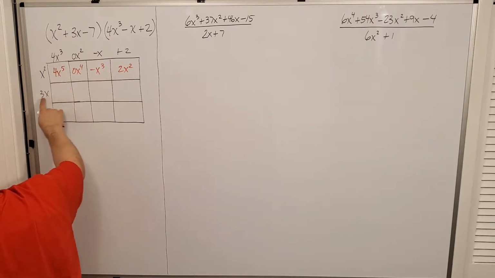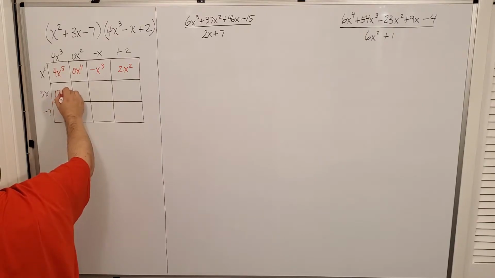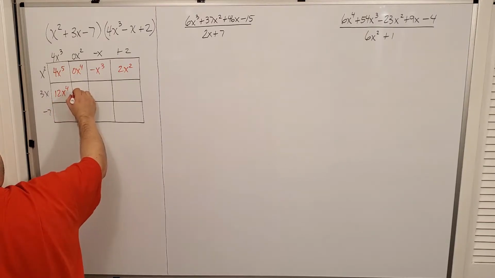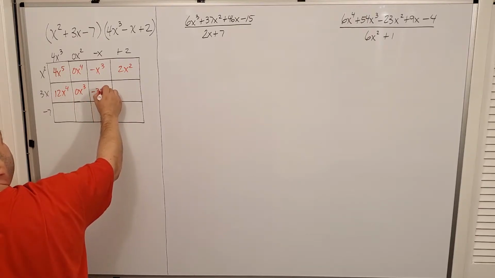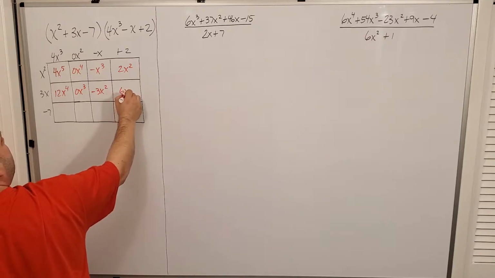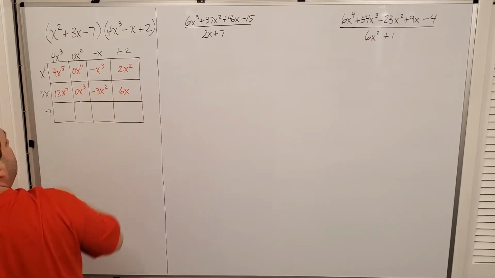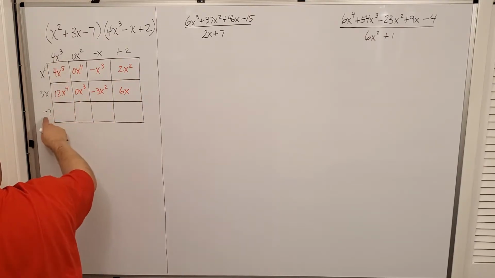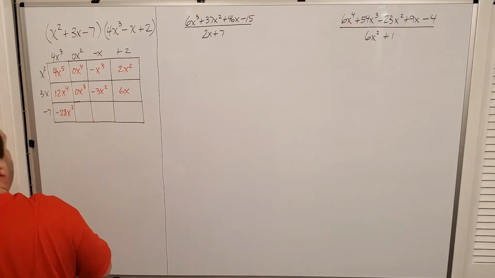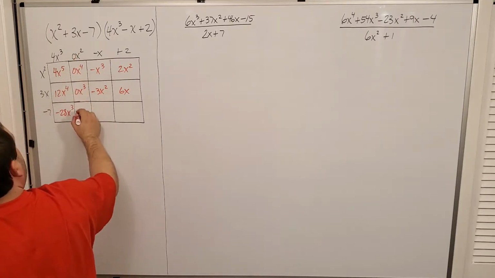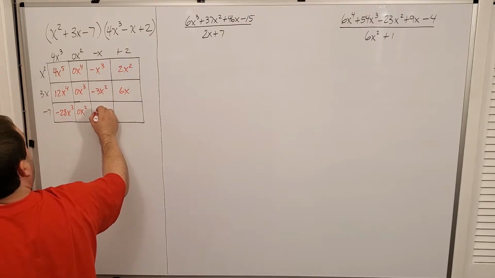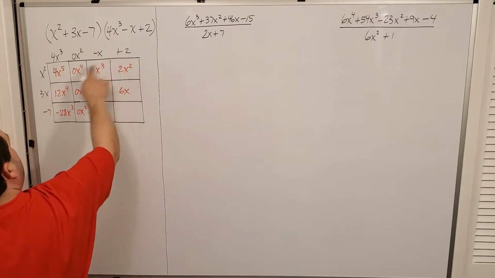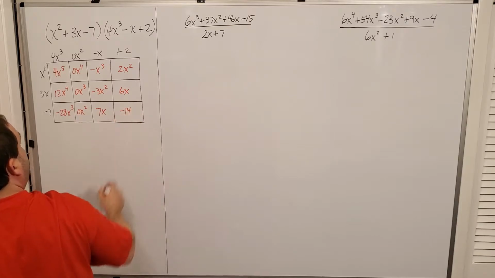4x cubed times 3x, 12x to the 4. 0x cubed, negative 3x squared, and 6x, right? 2 times 3x. Here I have negative 7 times 4x cubed, negative 28x cubed. Times 0 will be 0x squared. Negative times negative is positive 7x. And 2 times negative 7 is negative 14.